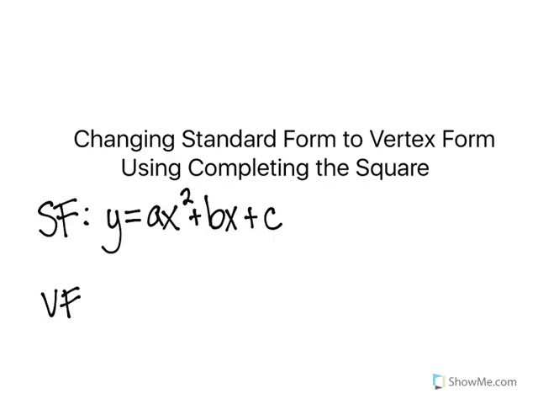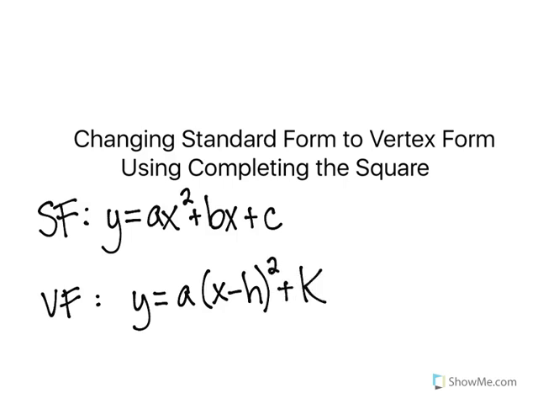Vertex form: y equals a, parentheses, x minus h squared plus k, where the vertex is, here we're calling it negative h, so it's the opposite sign of whatever's in h, and k. That's your ordered pair that's going to be your vertex.